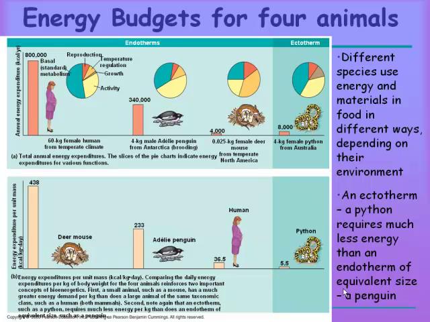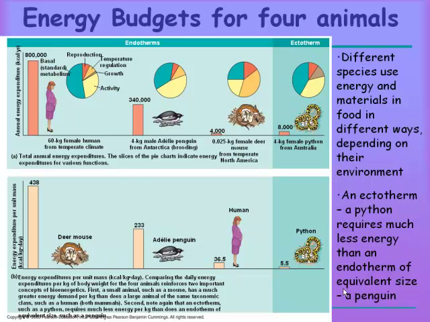This pregnant woman, penguin, deer mouse, and python. So different species use energy and material and foods in different ways depending on their environment. So this python on the right requires much less energy, you can see, than a penguin, and they're about the same size. So you can look at this and compare and contrast total annual energy expenditures, and here is per unit mass, the weight.